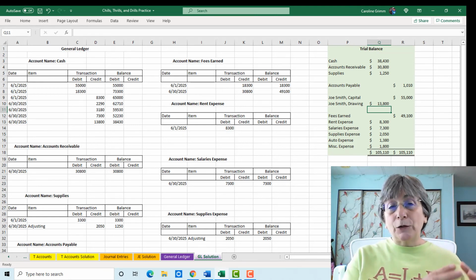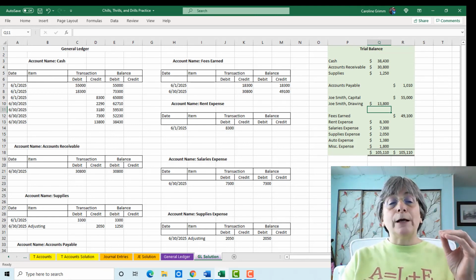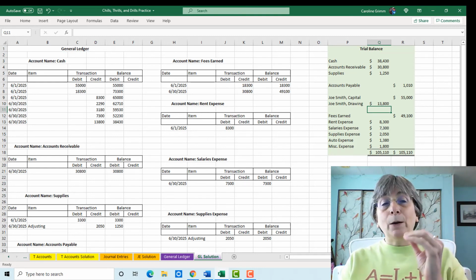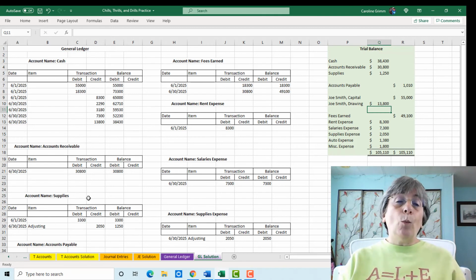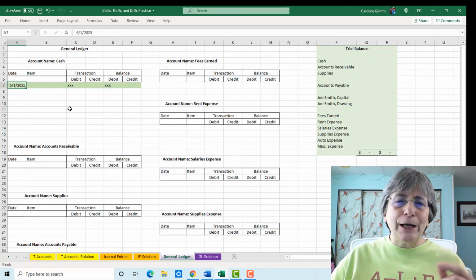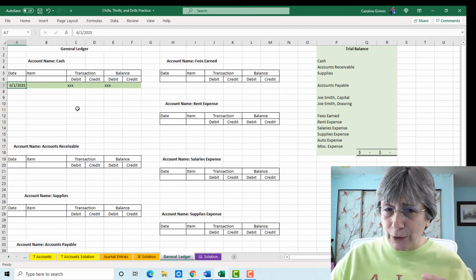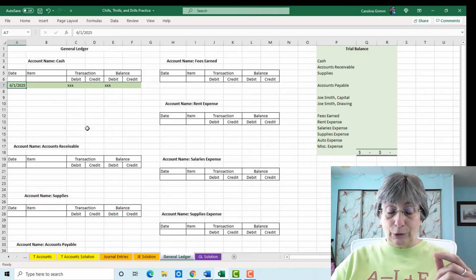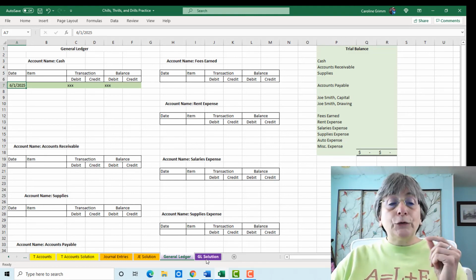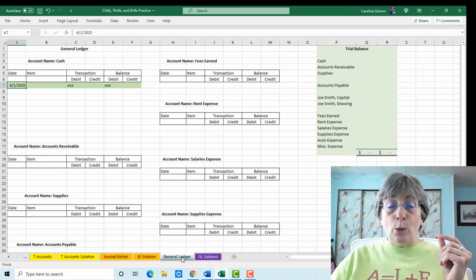So the best practice would be to take each journal entry and enter it one by one all the way through this whole process. Now, what I'm not going to do to you is go through and painstakingly enter all of these transactions, because it will drive you nuts, okay? And I don't want to do that. So I'm just going to do a sample one.